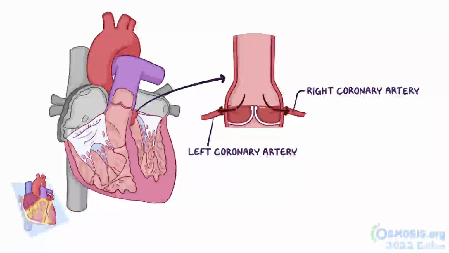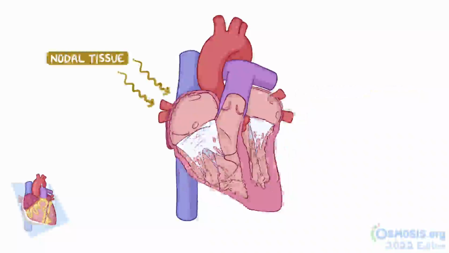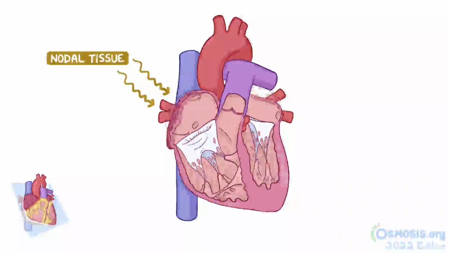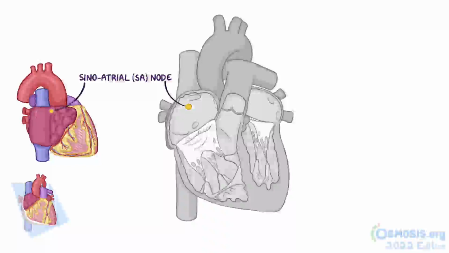Now, before going any further, let's take a look at the conducting system of the heart, which consists of nodal tissue that automatically generates and transmits impulses that produce coordinated contractions of the heart muscle, effectively turning the heart into a pump. One special nodal tissue is the sinoatrial or SA node, located anterolaterally at the junction of the superior vena cava and right atrium, near the superior end of the sulcus terminalis.